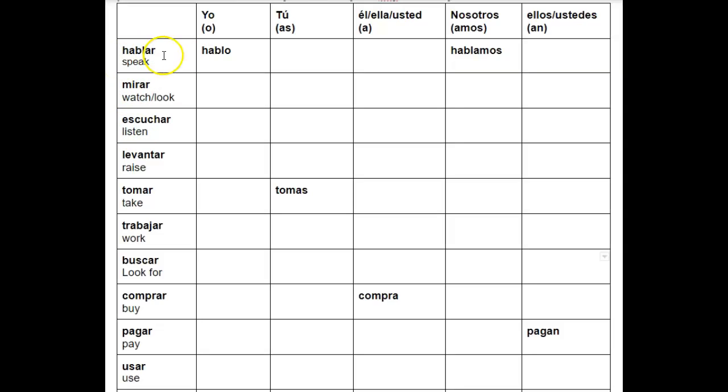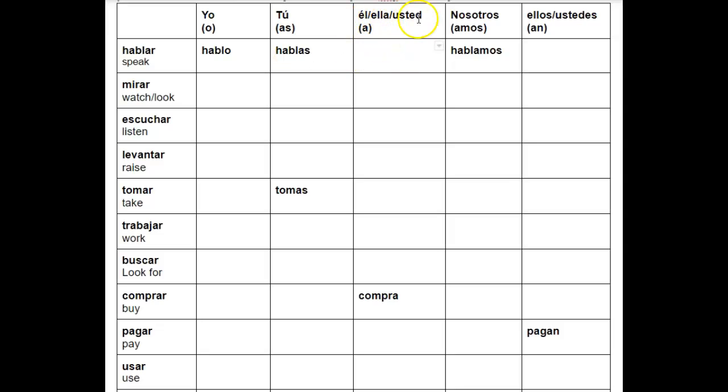So to conjugate these verbs, we'll take off the last part, the AR, and then we'll substitute what you see right here in the parentheses. So for this first one, hablar, we take off the AR, we substitute an O on the end, and that means yo hablo, I speak. For tú, which means you, again, you take off the AR and you substitute AS on the end. So tú hablas means you speak.